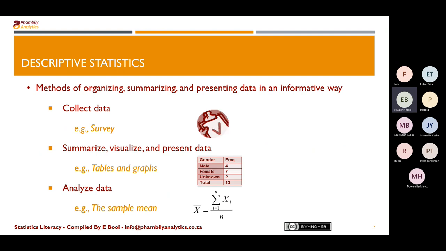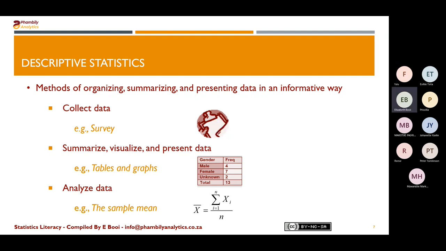So there are two branches of statistics, and you can stop me if you don't understand. The first one is descriptive statistics. Descriptive statistics is a method that you use to describe your data, and you describe your data by means of summarizing it in tables and charts and presenting it in a way that is more appealing and easier to consume for the users.